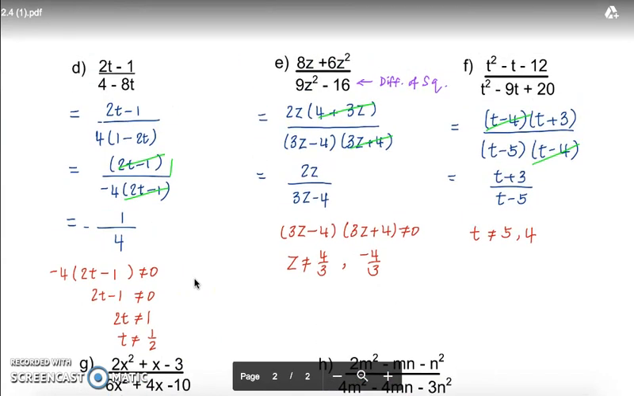Question E. Once again, same old, same old. You factor first. Factor 2z from 8z and 6z squared, you get 2z times 4 plus 3z.